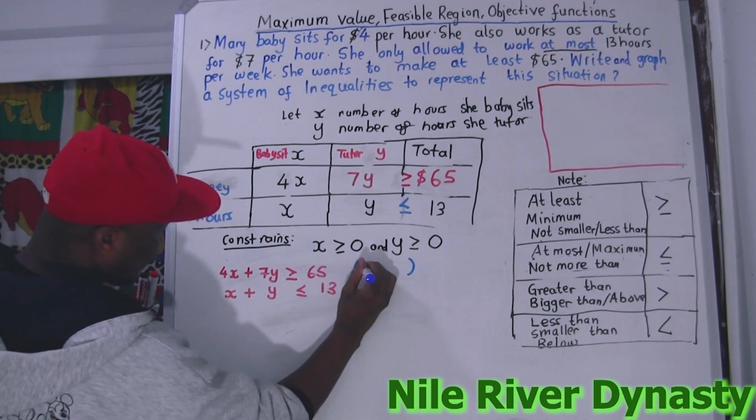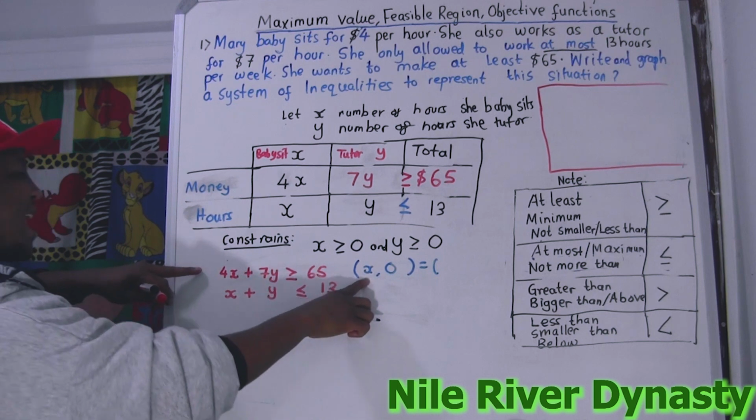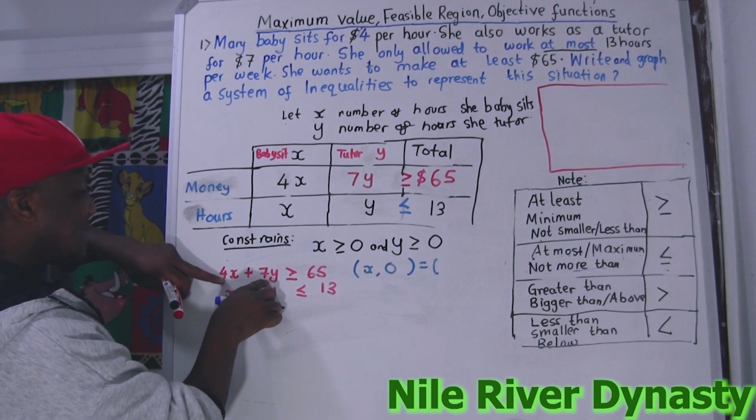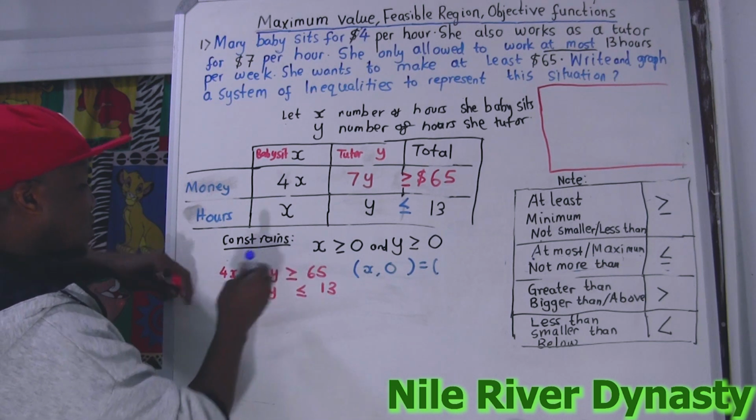When finding the x-intercept, we know y must be equal to 0. What does that mean? When the graph cuts the x-axis, y is 0. Now y is 0, so 7 times 0 is 0, and the right side is 65.